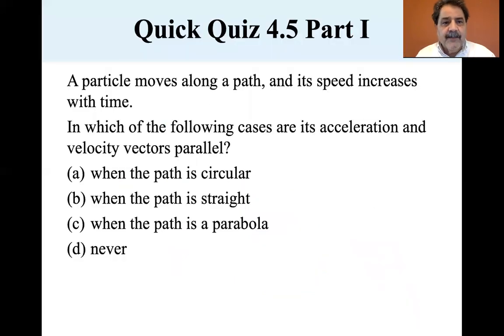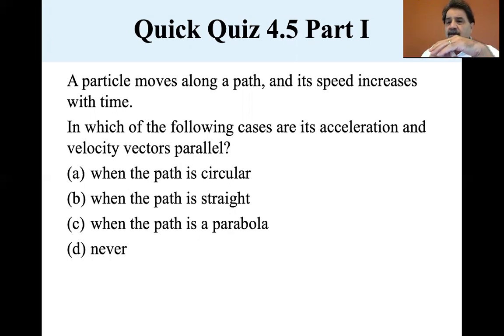Let's get on to the quiz. A particle moves along a path and its speed increases with time. In which of the following cases are its acceleration and velocity vectors parallel? Well, if we're talking about the total acceleration, and the speed is increasing, the only time that the acceleration and velocity vectors will be parallel is when they're in a straight line.